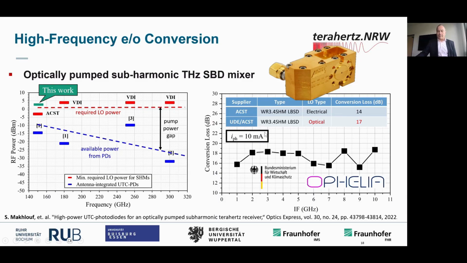If you compare the performance parameters, ACST is the performance of the mixer as a pure electronic mixer when you use an electrical LO signal, and then the conversion loss is about 14 dB. If we use our approach, the conversion loss is slightly higher, 17 dB, but the advantage is that now we have a coherent system where transmitter and receiver use the same optical signal to generate the terahertz signal and also to down convert it, which allows us to make much more efficient and more sensitive front ends. So that's the first step.